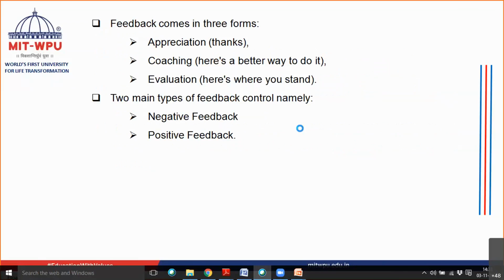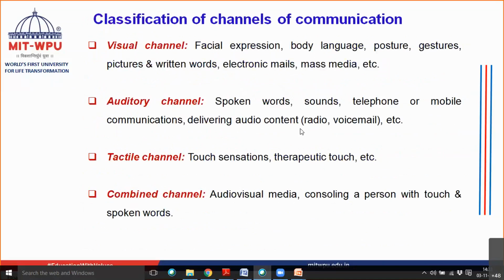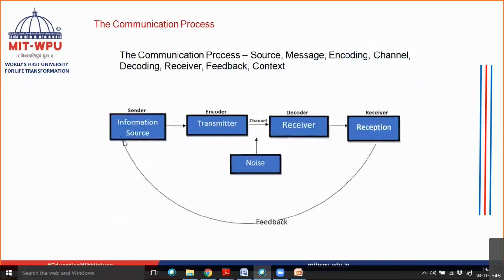Going back, just to revise about the communication process. The communication process starts with the sender, who has the information, who has the message. This sender, who wants to pass on the message to the receiver, encodes the message. After encoding the message, he transmits the message through a channel to the receiver.